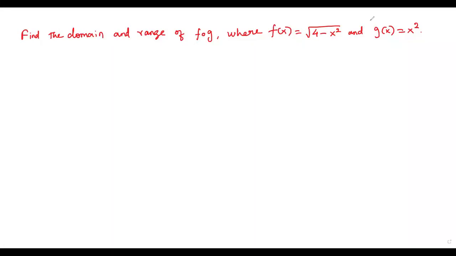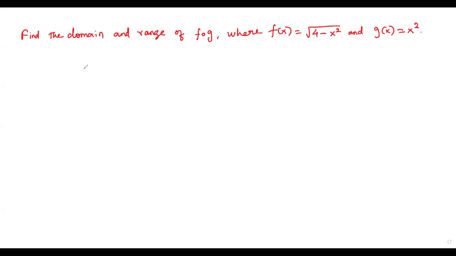Here we have a problem on finding the domain and range of a composition of two functions. Okay, let's go to the question. Find the domain and range of f∘g, which is a composition of two functions f and g, where f(x) = √(4 − x²) and g(x) = x².